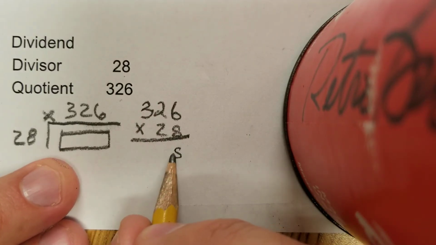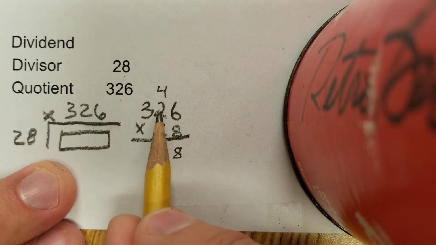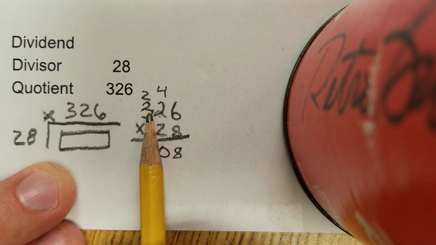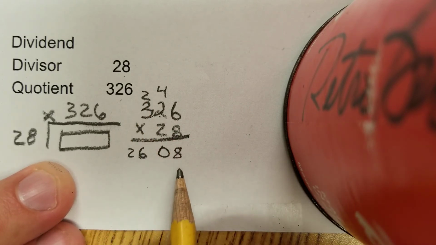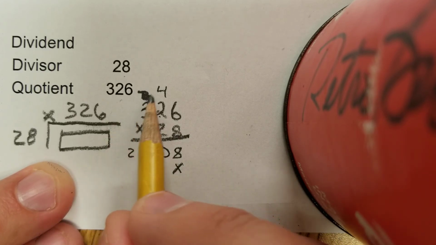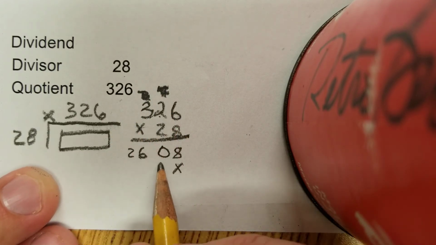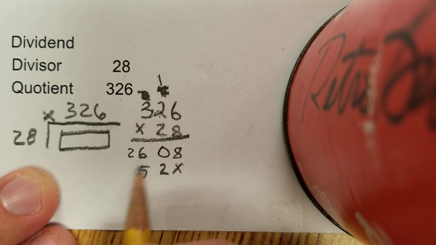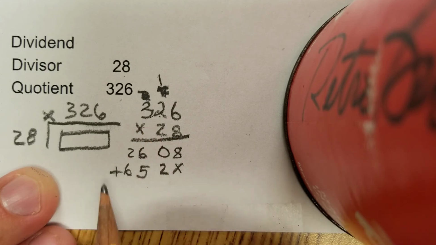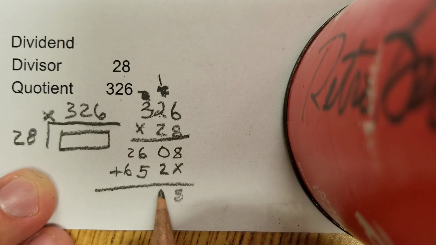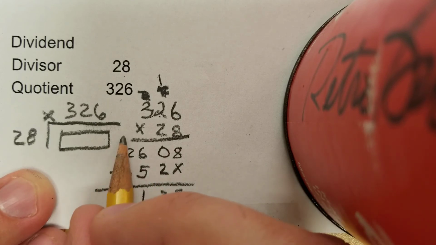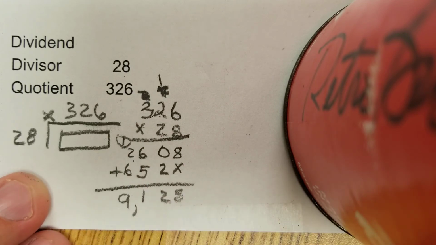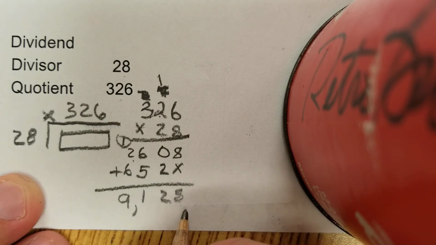8 times 6 is 48. 8 times 2 is 16, plus 4 is 20. 8 times 3 is 24, plus 2 is 26. Put in my placeholder. Get rid of these regroupers. 2 times 6 is 12. 2 times 2 is 4, plus 1 is 5. 2 times 3 is 6. Add these up. 8, 2, 6 and 5 is 11. Regroup my 1. 1 and 2 is 3, plus 6 is 9. So we have 9,128.